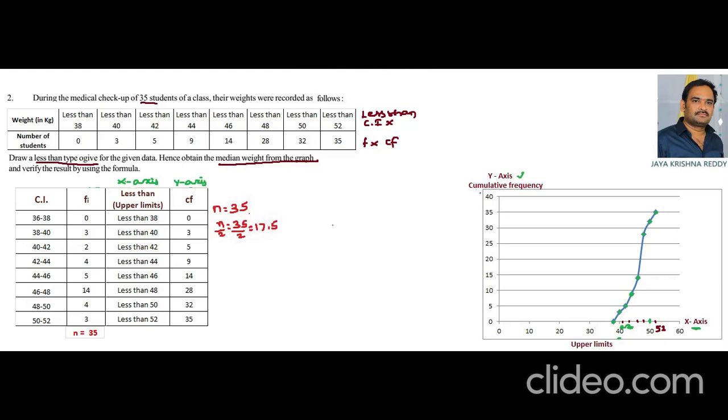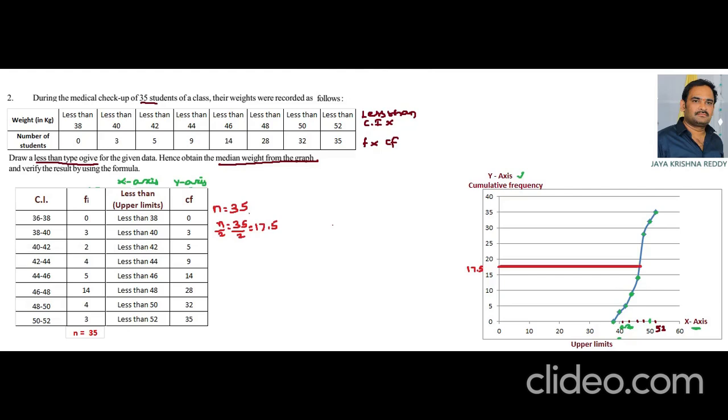So in the graph, from the y-axis, these values represent cumulative frequencies. So n by 2 is 17.5. So on the y-axis, from the point 17.5, from this point, draw a straight line which is parallel to the x-axis and which touches the less than type ogive graph.